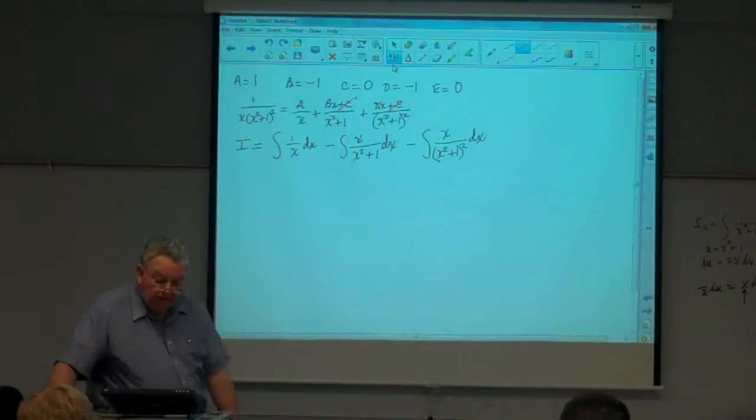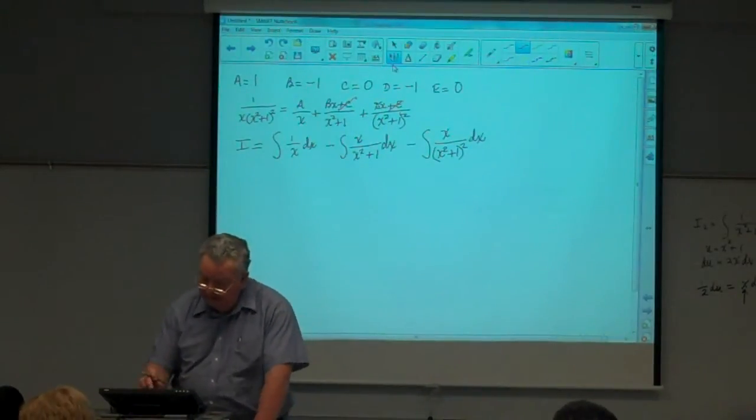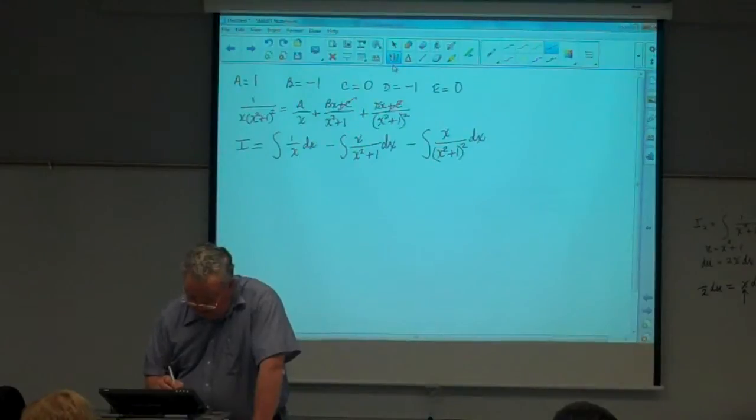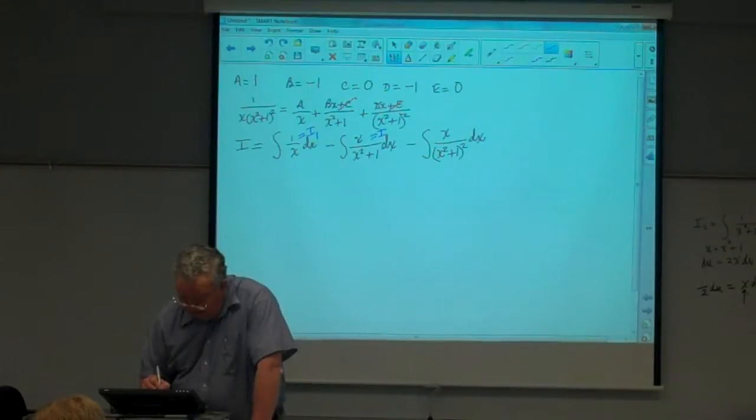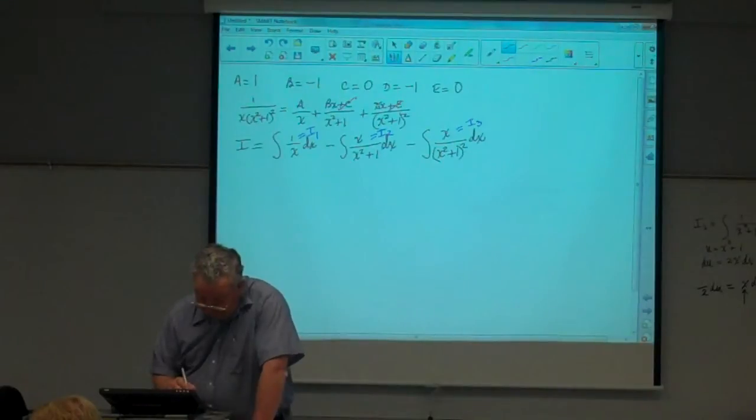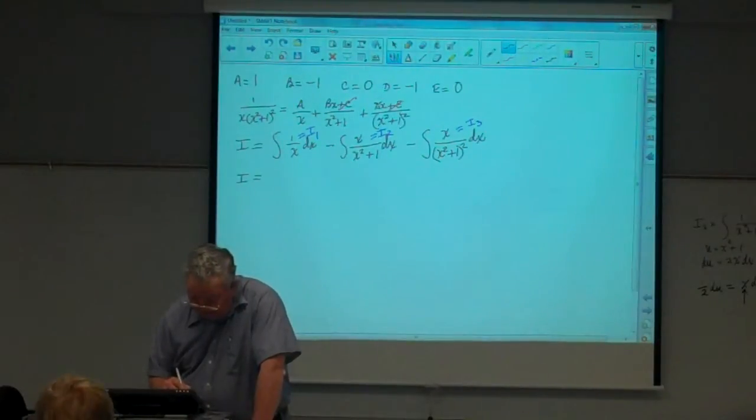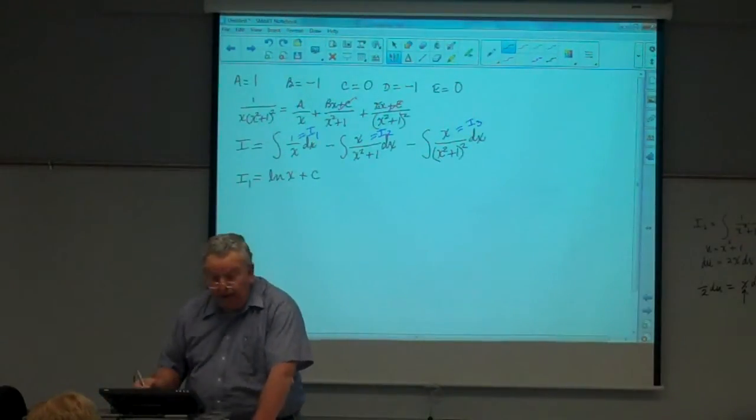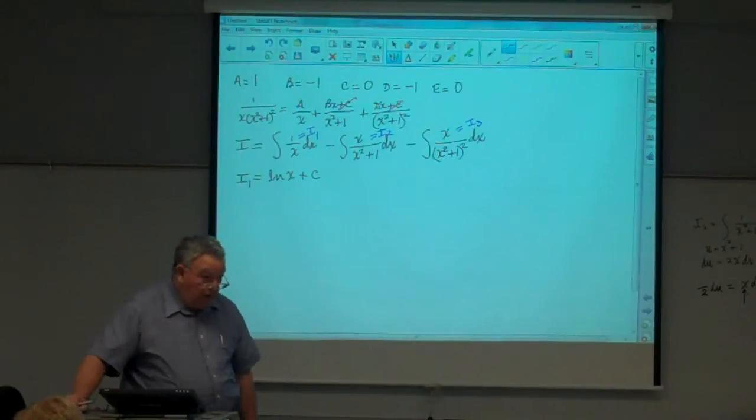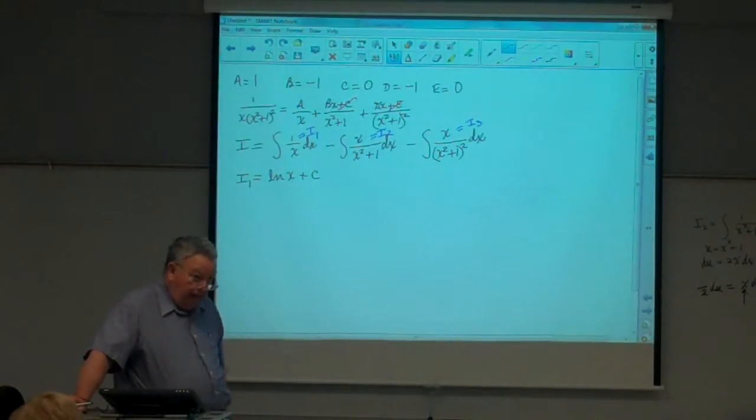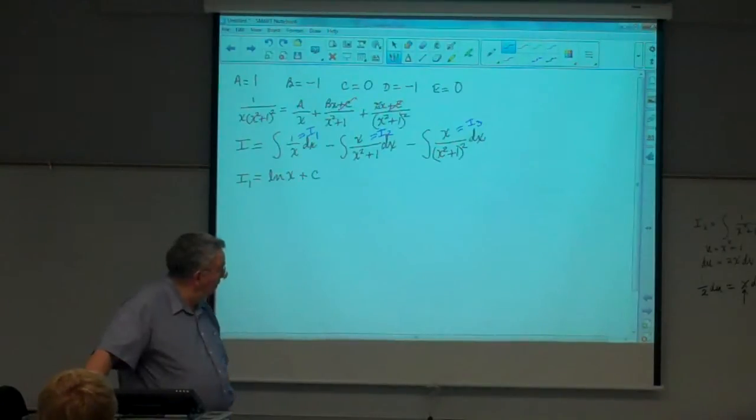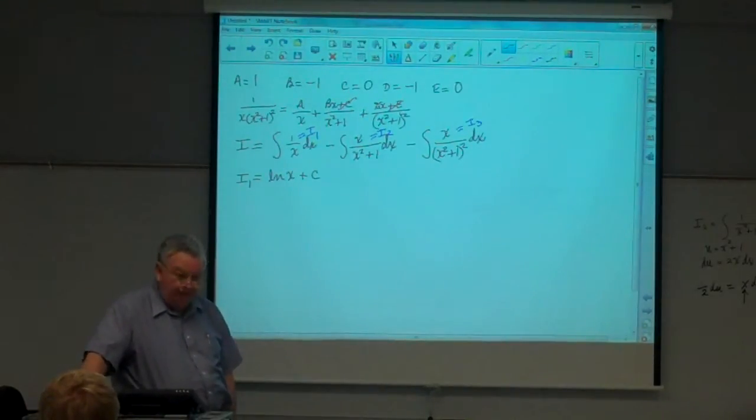Everybody? I got the first one. Y'all don't need to worry about that. This one is I1. This one is I2. And this one is I3. I1 is equal to log x plus c. Perfectly all right for me. It's obvious. If you want to write it down and then tell me that, that's better. But if you know that's what it is, what it has to be, just tell me. That's good enough. Okay?